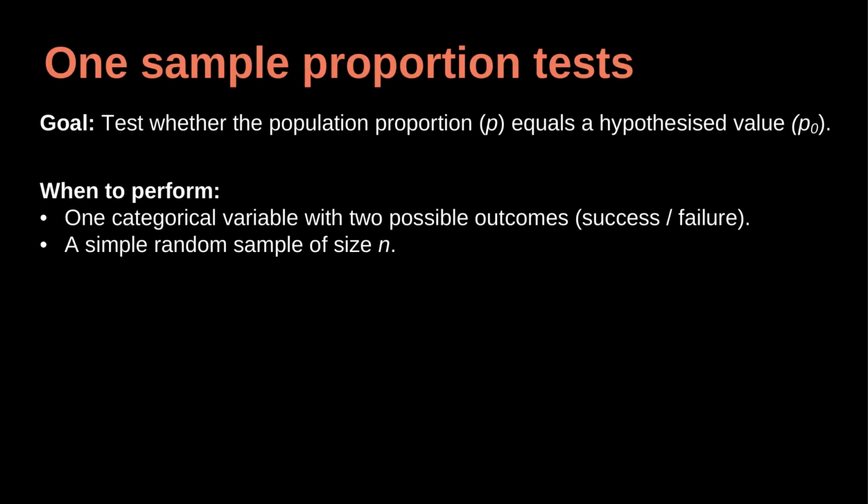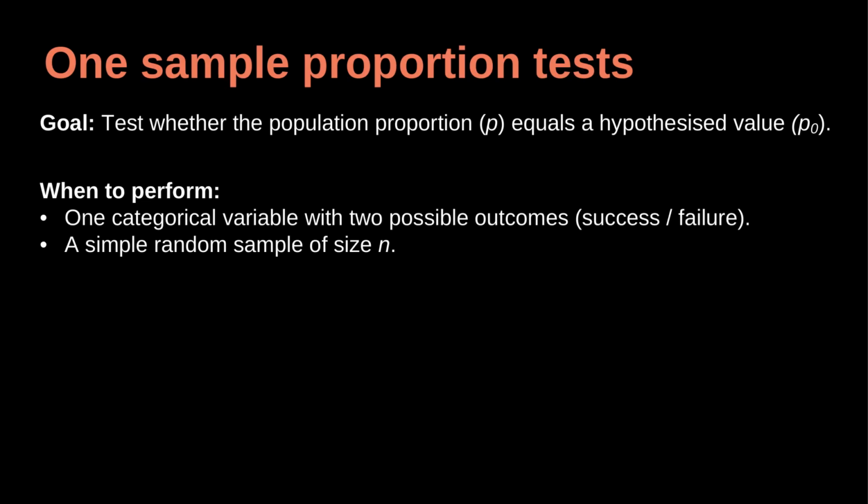Let's start with one sample proportion tests. The goal of proportion tests is to determine whether the proportion of successes in a population, usually denoted as P, is equal to some hypothesized value, usually denoted as P0.